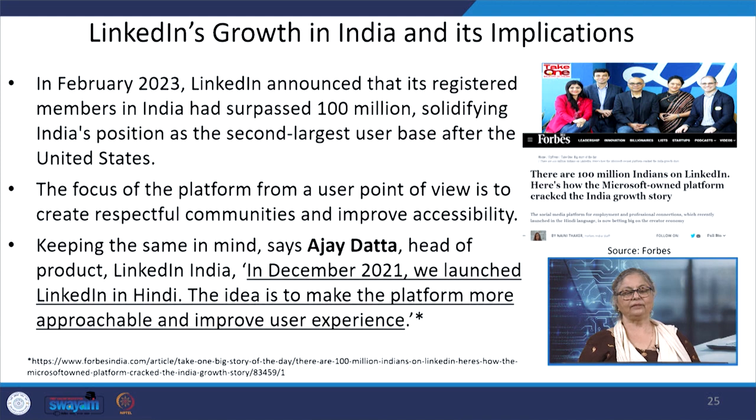As a social media platform, Microsoft-owned LinkedIn was launched in 2009 in India, and since then it has grown remarkably. In February 2023, the registered members in India had surpassed 100 million, solidifying India's position as the second largest user base after the US.